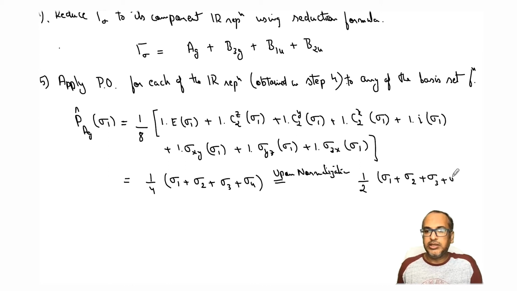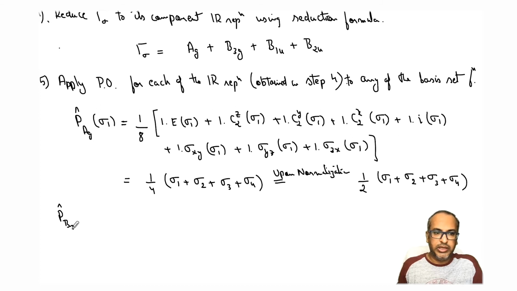Sigma 3 plus sigma 4. So this linear combination would form the basis for the Ag representation, and this is going to be normalized, right? Okay. Now let us calculate for the rest of these. So what you have to do is you have to do this exact same thing.